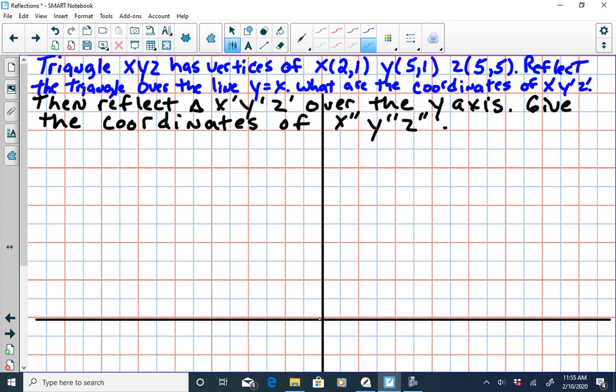So let's try that. 2, 1: over 2, up 1, that's X. Y is at 5, 1, there's Y. And we have Z at 5, 5. There's Z.